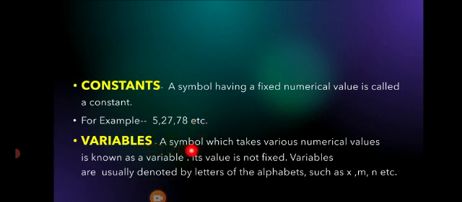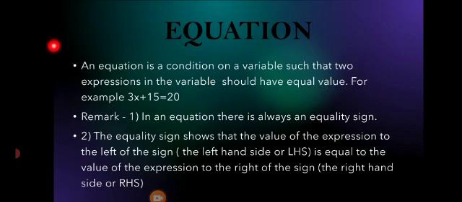Variables: a symbol which takes various numerical values is known as a variable. The value of the variable is not fixed. Variables are usually denoted by letters of the alphabet X, Y, Z, M, N, etc.